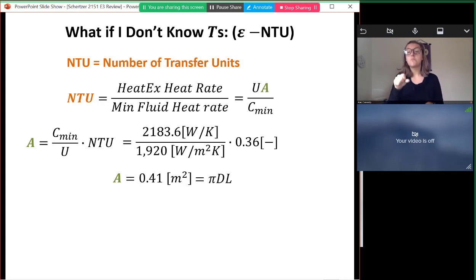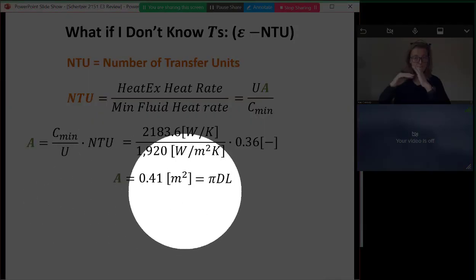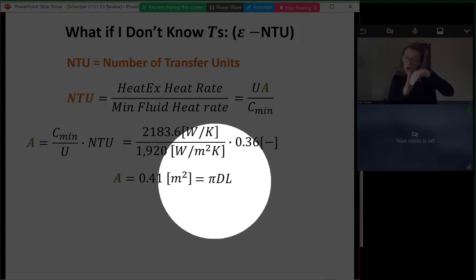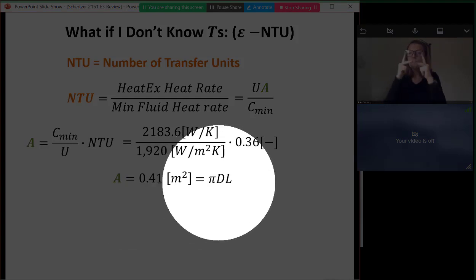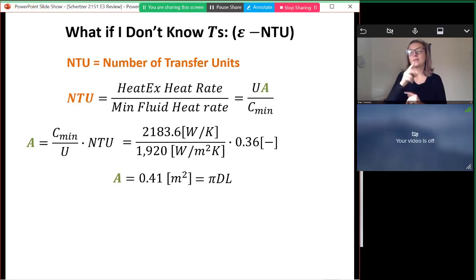So here, it is important to know that the area we're talking about is the wetted area inside the pipe. It's not the cross-sectional area of the pipe, it's the perimeter, which is pi times d, multiplied by the length. So it's the area of the pipe that's touching the two fluids.